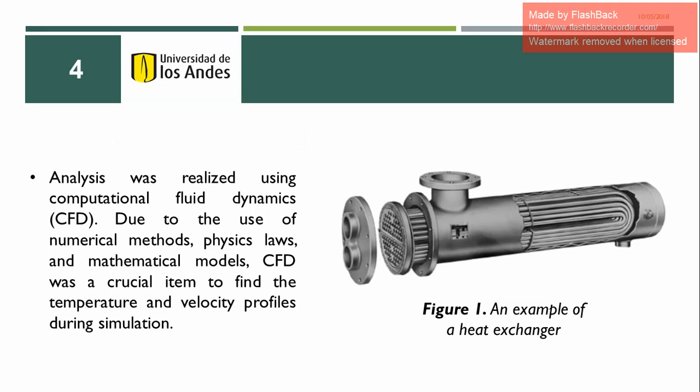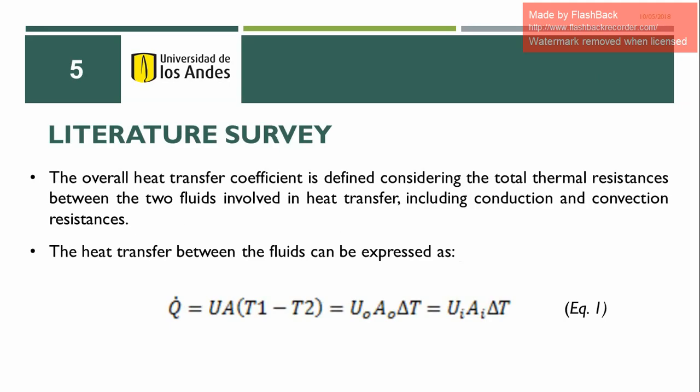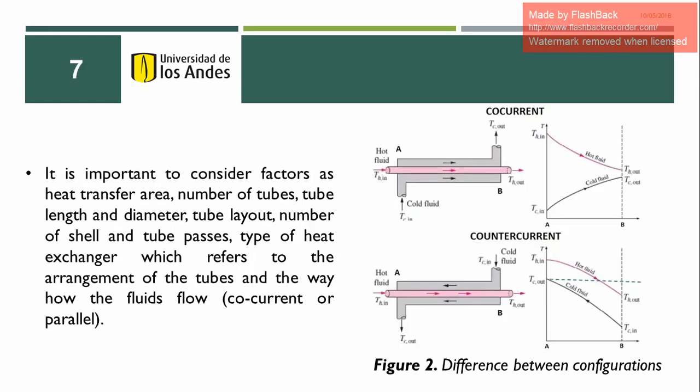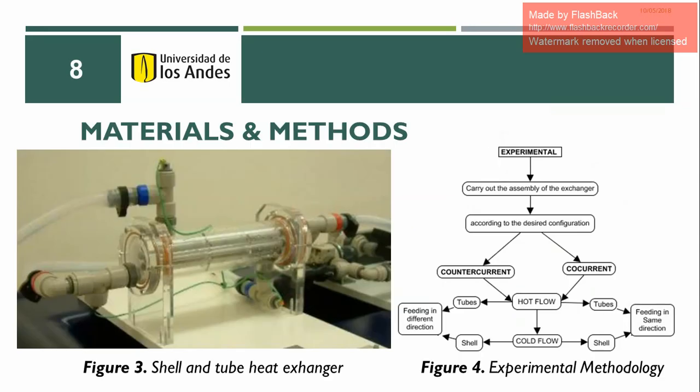In order to characterize the heat exchanger, the next equation was used to find the heat transfer between the fluid in the tube and the one in the shell. To calculate the heat transfer coefficient, the resistances and dimensions of the exchanger were necessary. Additionally, parameters of the heat exchanger and the differences between the two configurations have to be taken into account. These differences are shown in Figure 2. The assembly methodology in Figures 3 and 4, respectively, was followed for the experimentation.